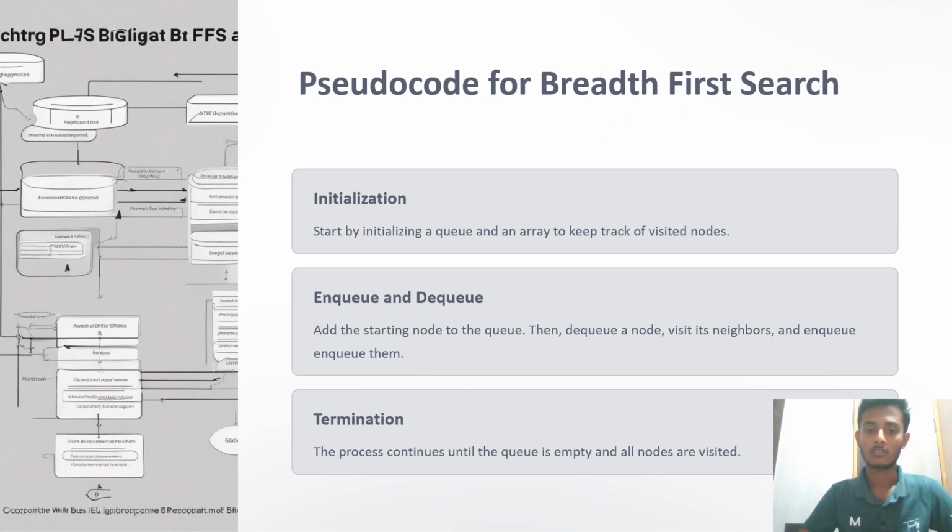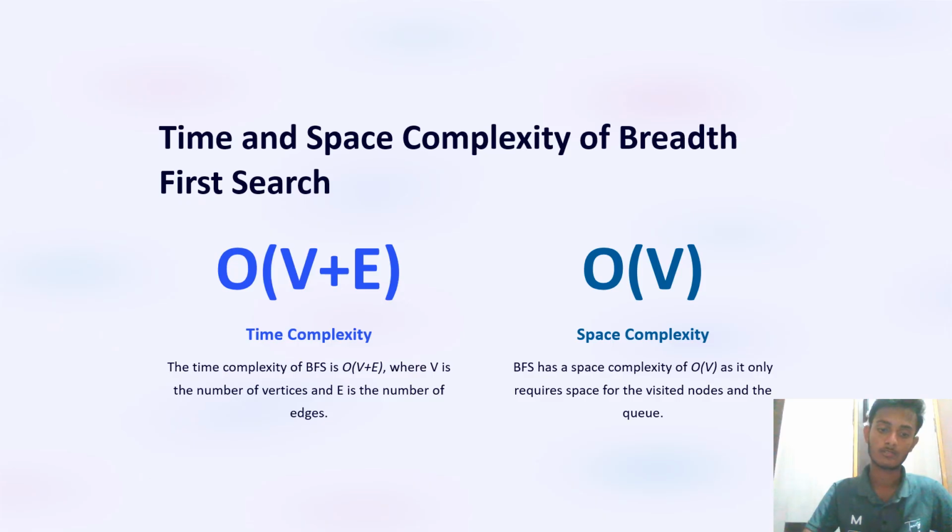Pseudocode for the breadth first search. Initialization starts with initializing the queue and an array to keep track of visited nodes. Enqueue and dequeue. Add the starting node to the queue, then dequeue a node, visit the neighbors and enqueue them. Termination. The process continues until the queue is empty and all nodes are visited.